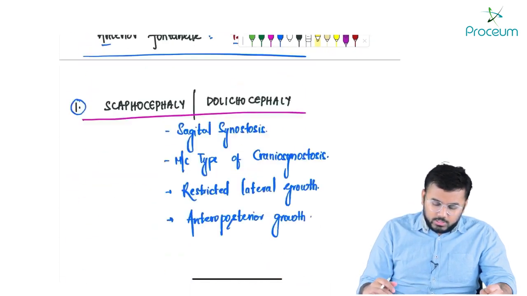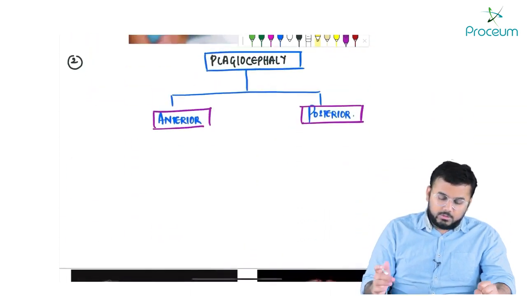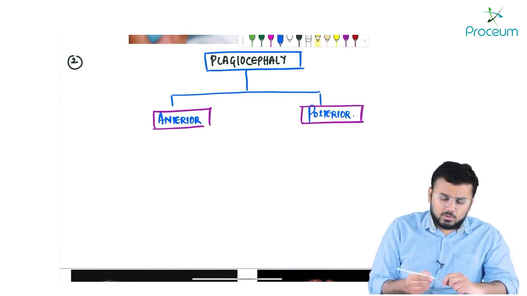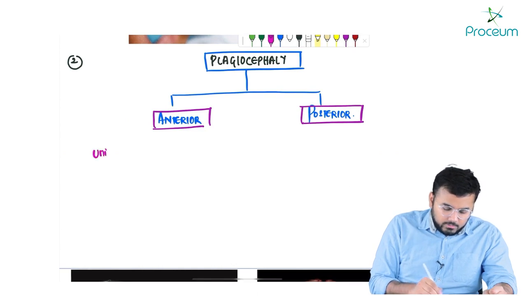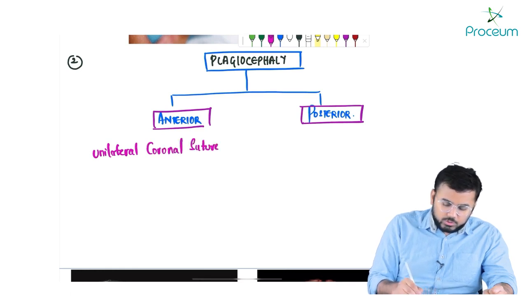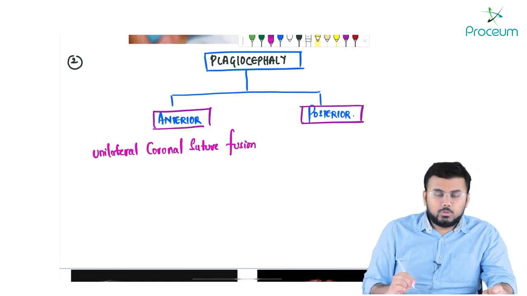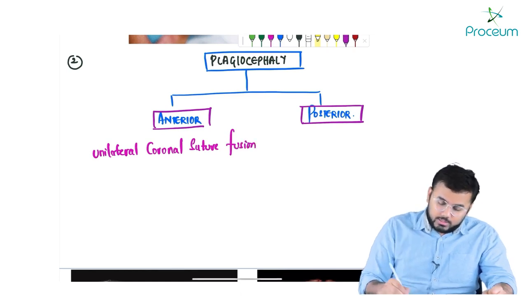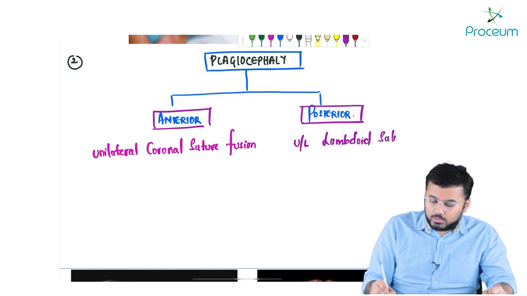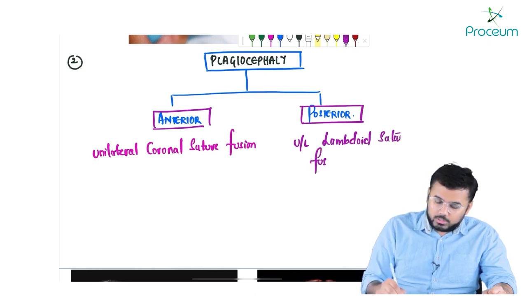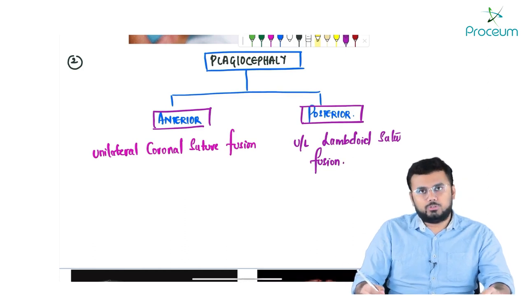Okay, so here let me put up this thing. I'll show you the picture always, don't worry about that. So here there is unilateral coronal suture fusion, and here there is unilateral lambdoid suture fusion. Unilateral coronal suture fusion and unilateral lambdoid suture fusion, right?